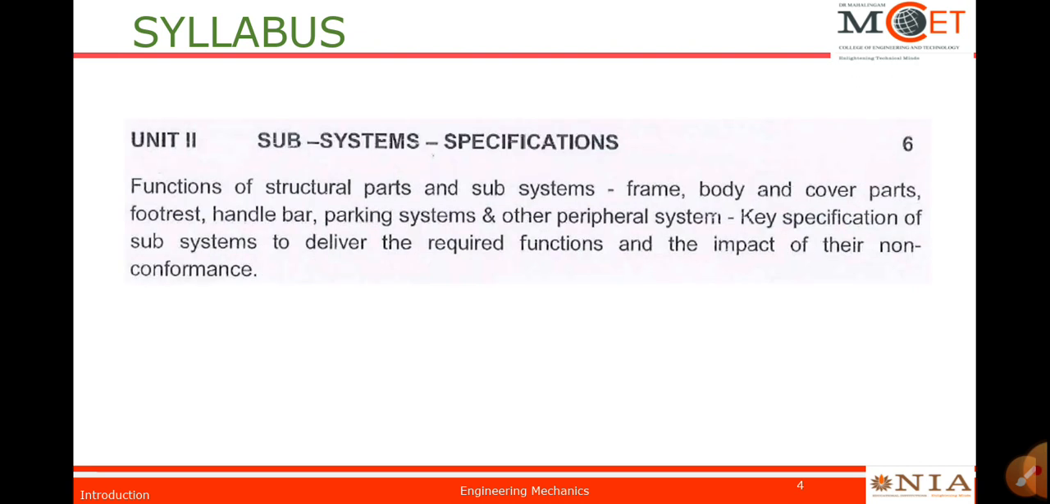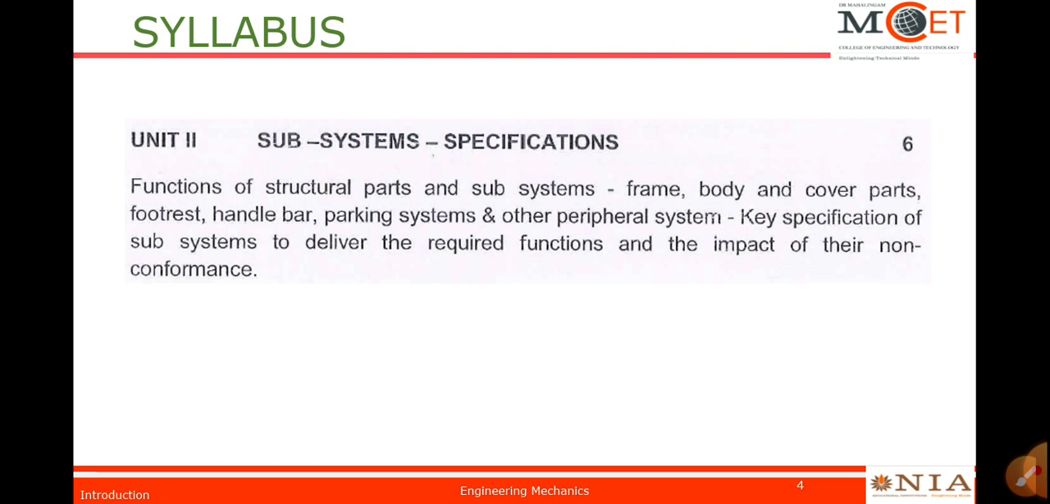And Unit 2 is subsystem specification. Here we can study subsystem specifications like the frame of a vehicle, the body of a vehicle, and how the footrest, handlebar and parking systems should look. For example, if you look at a normal commuter bike like a Hero or a Honda Unicorn and compare it with a KTM sports vehicle, the frame structure itself is different.